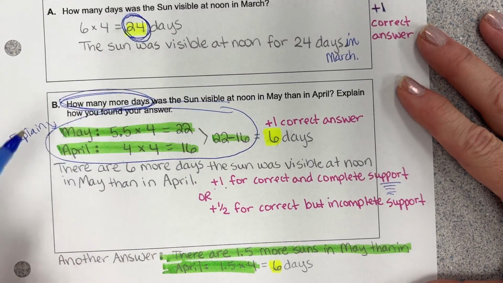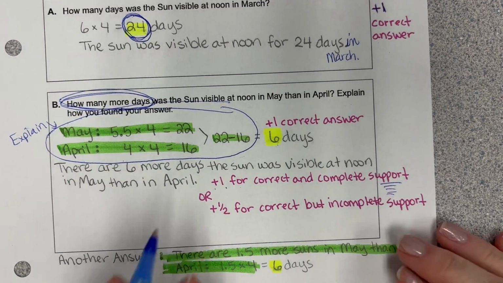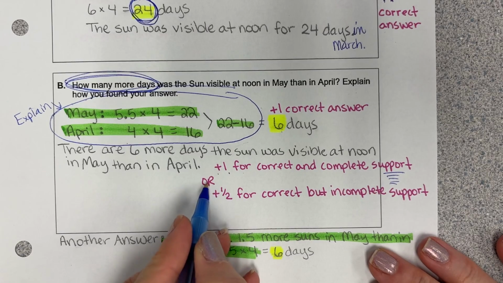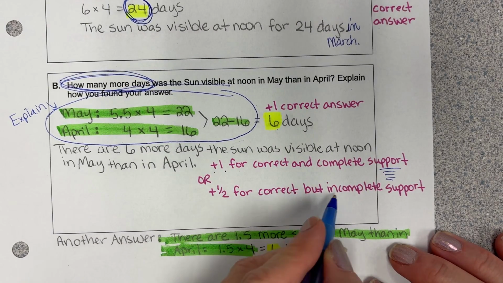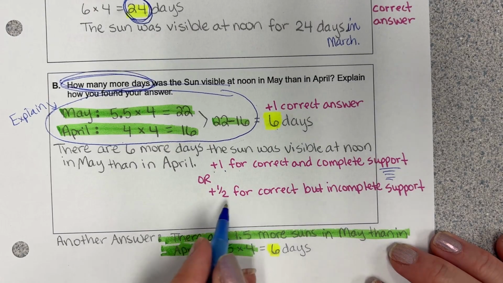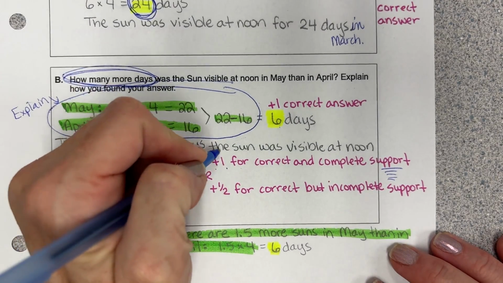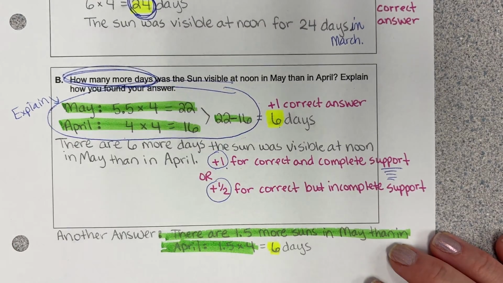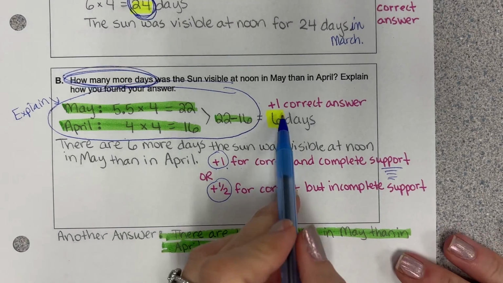You have to have some sort of words explaining what you did, calculations explaining what you did. Now on this one, that's this second point, you can get just a half point for correct but incomplete support. And that might be hard for you to decipher. I would probably have to look at your paper to decide if you get the 1 or the 1/2.